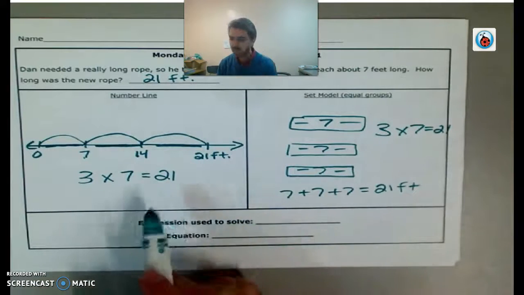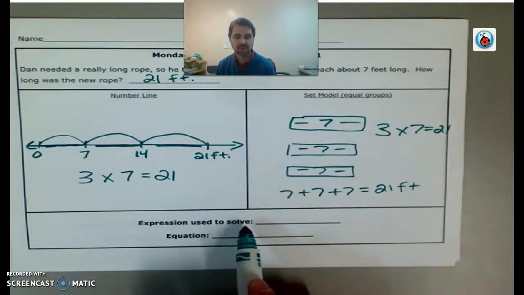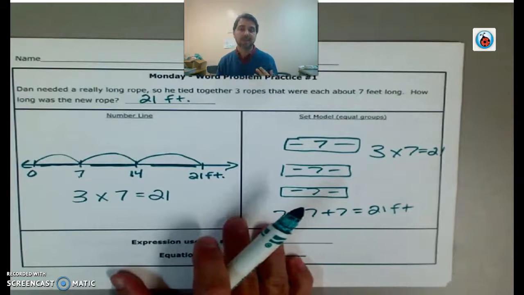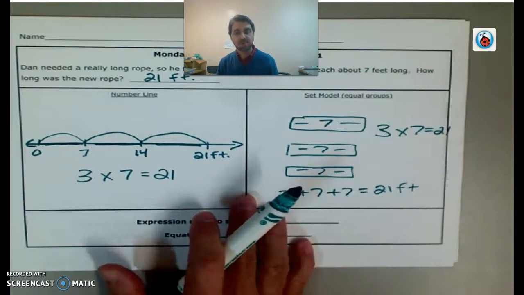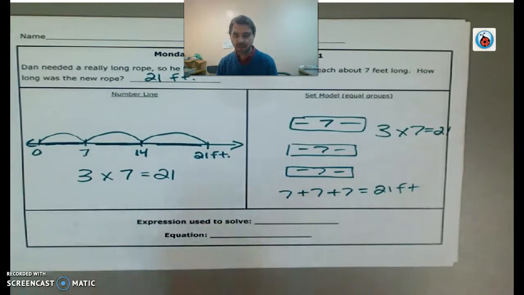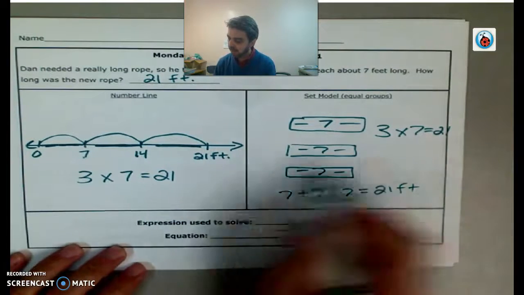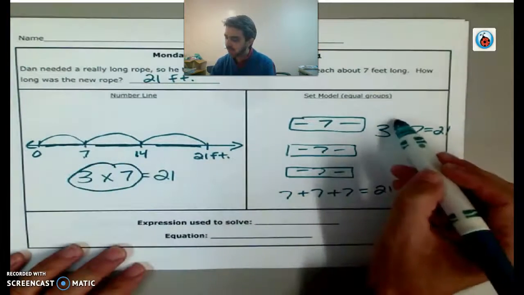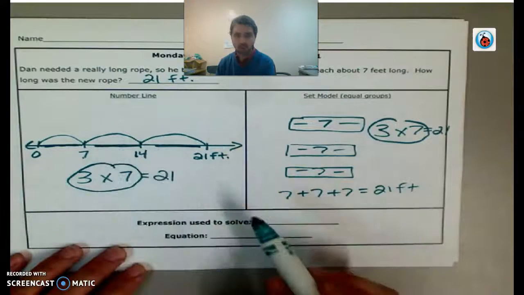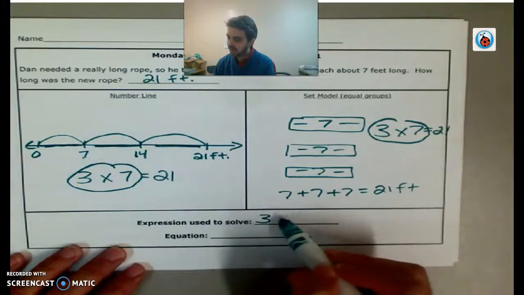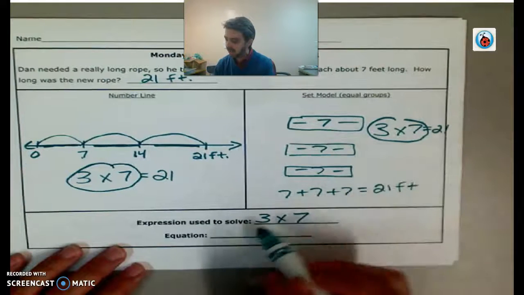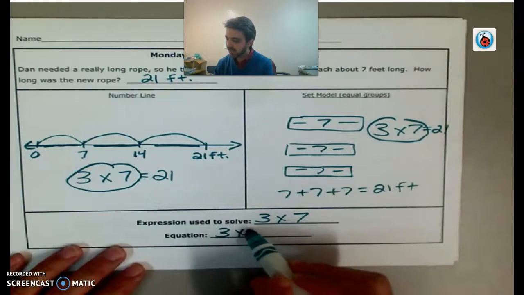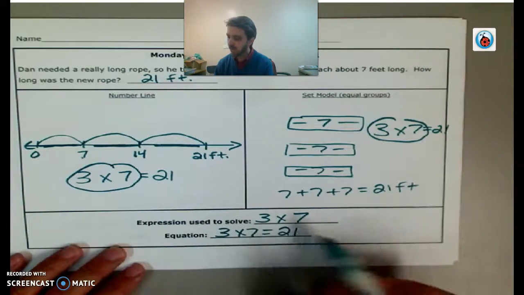So what is the expression used to solve this? Now the expression does not include an equal sign. It's just 2 numbers either multiplied or divided together. Okay, so the expression used to solve would be, in both cases, 3 groups of 7. 3 ropes, right? 3 ropes of 7 feet. In our equation, that's when you actually solve it. 3 times 7 equals 21.